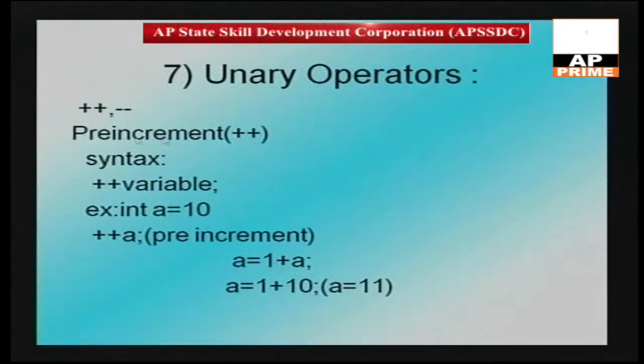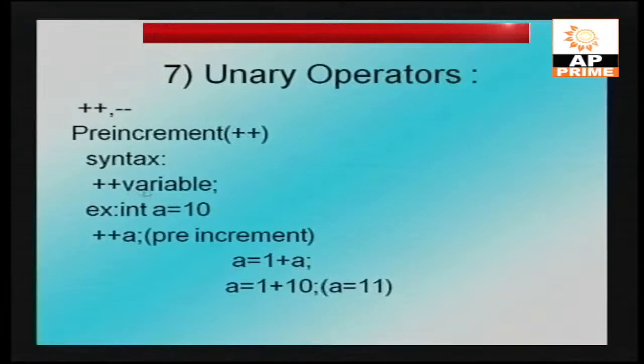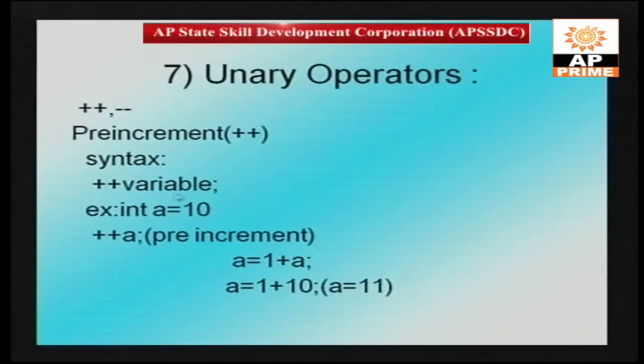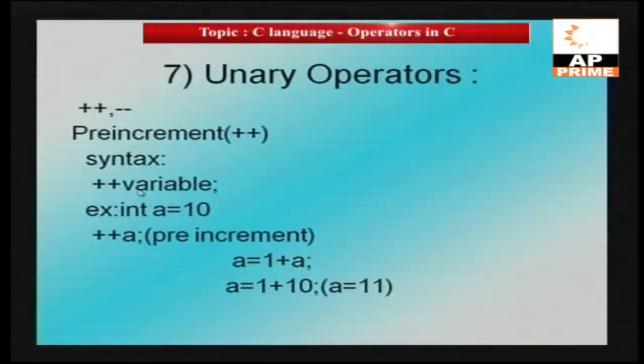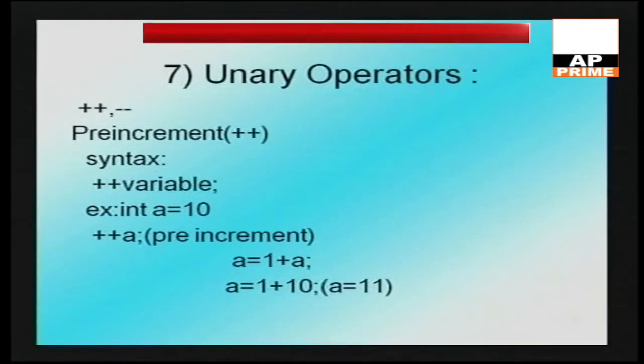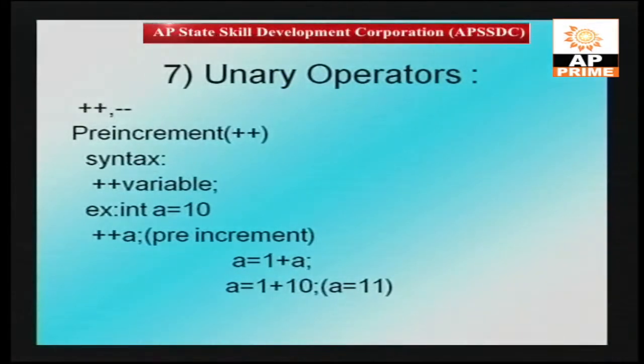What is meant by pre-increment? Before the variable, we use the plus plus symbol. If I declare a variable and the plus plus symbol precedes the variable, it is pre-increment. If the plus plus symbol comes after the variable, it is the post-increment operator. Pre-increment means first increment by 1, then use the variable. Post-increment means first use the variable, then increment by 1.